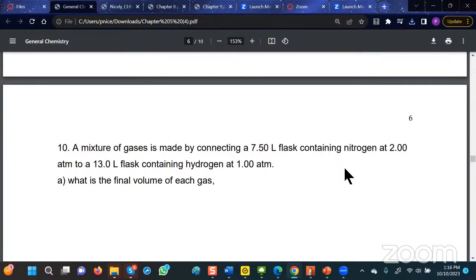Okay, so number 10 says you have a mixture of gases that is made by connecting a 7.50 liter flask containing nitrogen at 2.00 atmospheres to a 13.0 liter flask containing hydrogen at 1.00 atmospheres. So when it comes to these kind of questions, I like to draw diagrams. So let me do that right now.